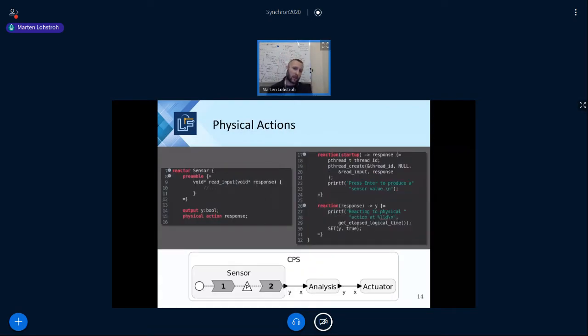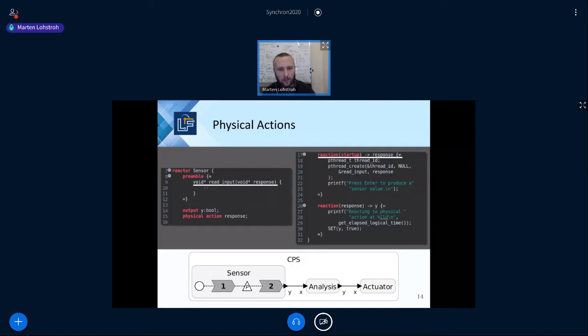So now let's discuss physical actions. Consider the following simple cyber-physical system with a sensor, a controller that performs some analysis, and an actuator. When the sensor starts up, it creates a thread that monitors the keyboard. It's basically the only portable sensor that we have at our disposal, right? So it passes along a reference to its physical action called response, so that read input can schedule a response whenever a keystroke event was detected.